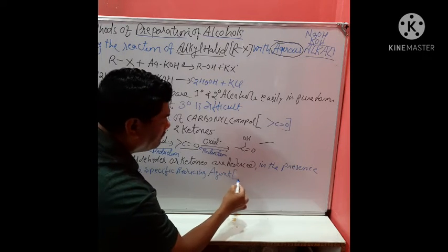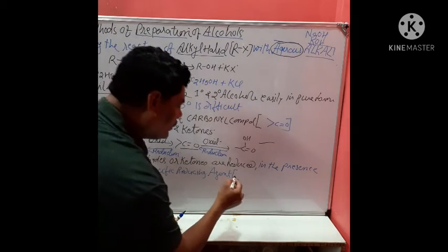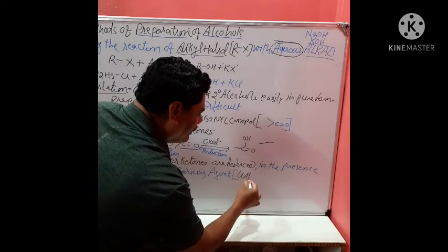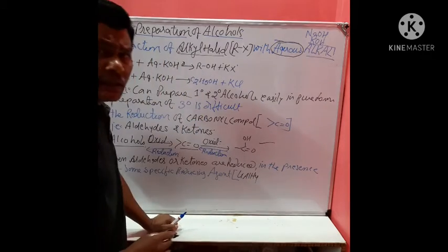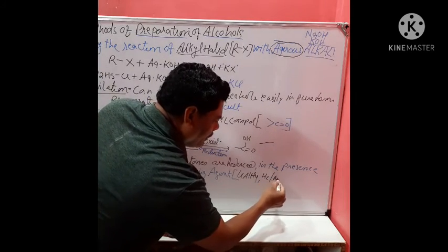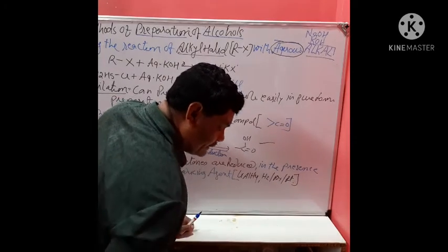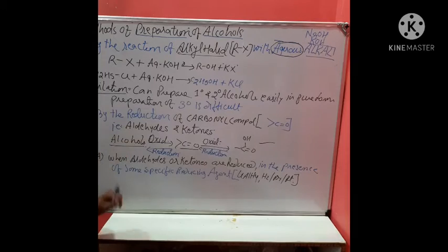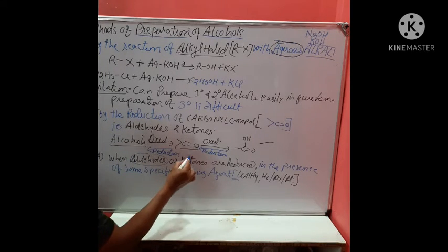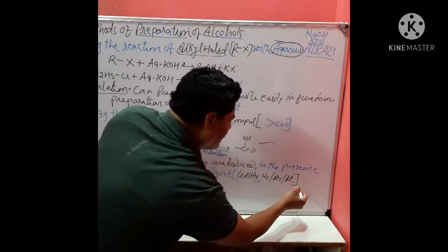Now can you tell me the name of some specific reducing agents? Okay, you have to learn them. Like lithium aluminum tetrahydride. Next one is H2 with Ni or Pt, which are catalysts. So these are called reducing agents.